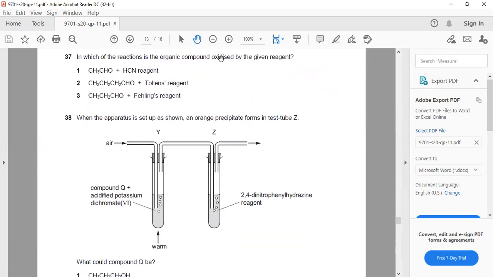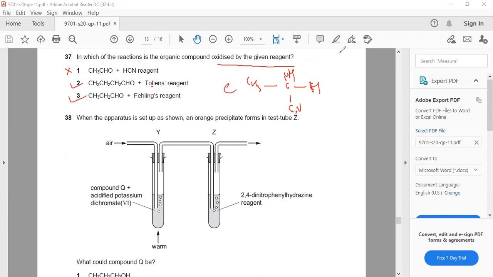37. Oxidized by given reagent. Hydrogen cyanide reaction is not oxidized. It is an addition reaction. One is wrong because it's not an oxidation reaction. It is nucleophilic addition. Yes, Tollens reagent is an oxidizing agent and Fehling solution. They oxidize aldehyde.